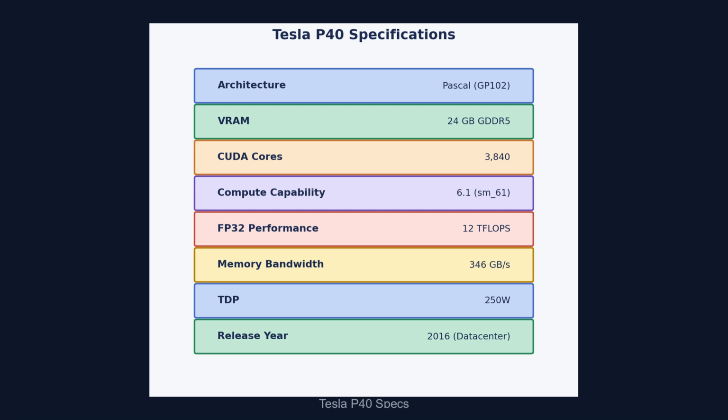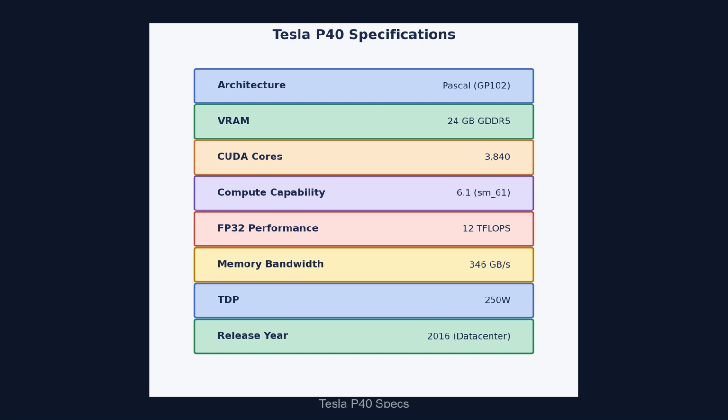Next, the P40 is equipped with 3840 CUDA cores, which significantly boosts parallel processing potential. This is complemented by a compute capability of 6.1, indicating its ability to run complex operations efficiently. Looking at performance, the FP32 performance is rated at an impressive 12 TFLOPS, making it powerful for intensive computations. The memory bandwidth of 346 GB/s also plays a critical role in ensuring data can flow quickly between the GPU and memory, reducing bottlenecks during processing.